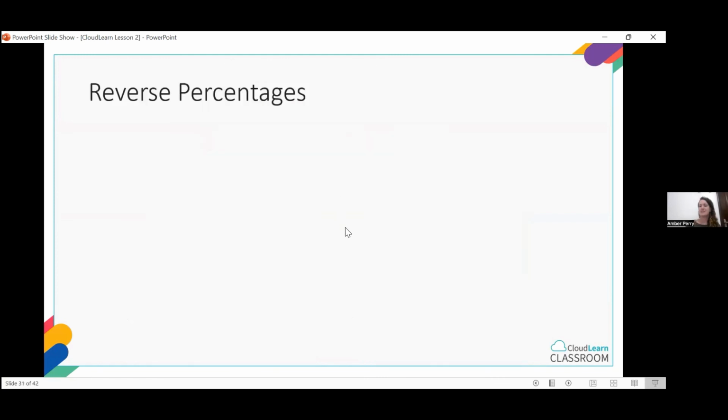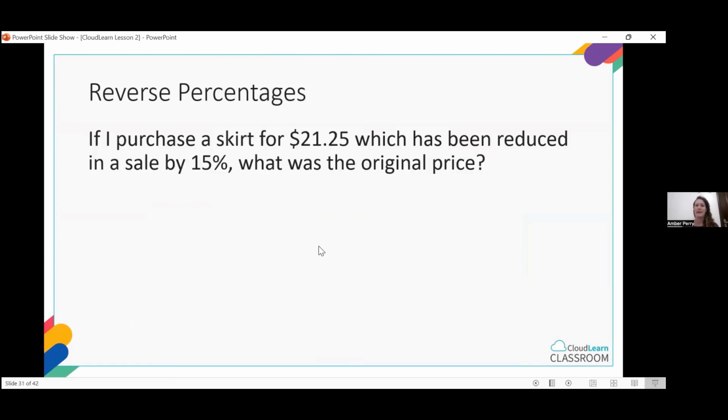reverse percentages. I want you to see now why this is useful very quickly. Reverse percentages are those ones that lots of people just think, whoa, I hate these questions. If I purchase a skirt for $21.25, but it has been reduced by 15%, what was the original price? Now these multipliers that we've just learned make these questions super easy.